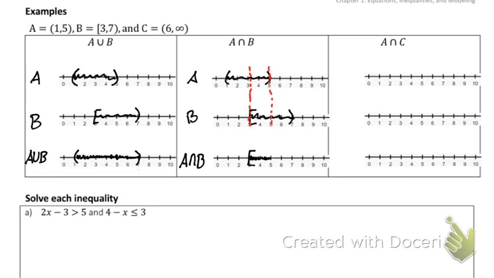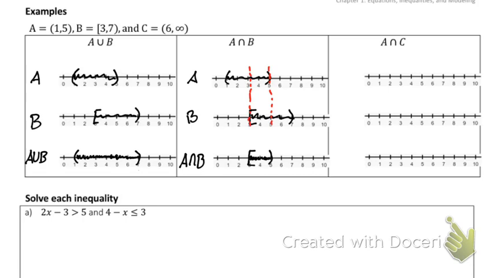All right, can someone besides Joe tell me whether I'm using a bracket or a parenthesis at 5? Ahmed. We're using a parenthesis, because it's not included in A. There is no 5 in A. There's already a parenthesis there. It is in B, but it has to be in both of them. It is not in A, so it has to be a parenthesis here.